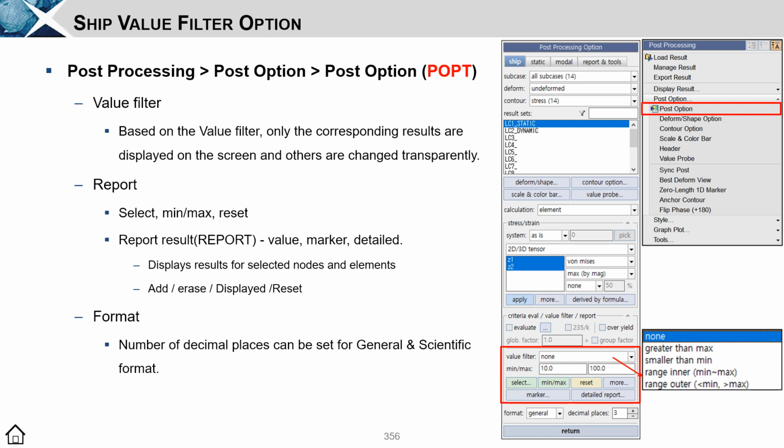You can limit the range of contour values that are posted. The value filter option allows you to display only the corresponding results on the screen based on the input value. Others are transparent. You can display the results on the screen using options such as only selected elements, maximum minimum display markers, and detailed reports.